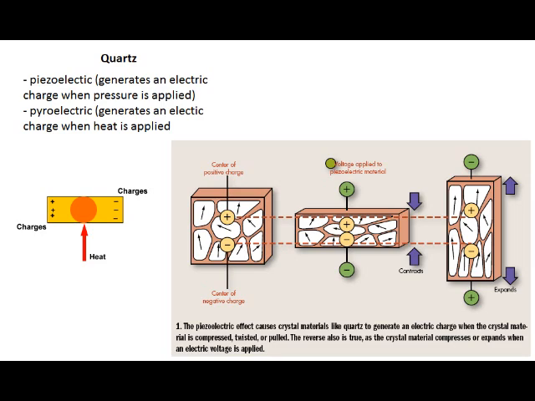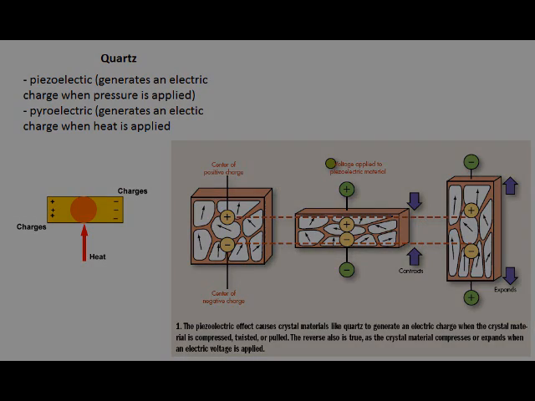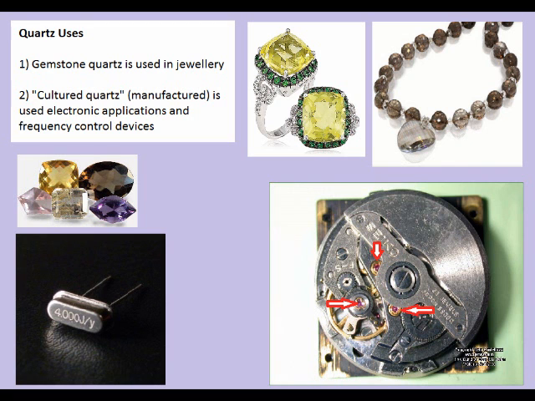These two properties are important for industries like electronics. There are two major usages of quartz. Gemstone quartz, which is chosen for its luster, color, and rarity, is used in jewelry. It is cheaper to use quartz rather than more expensive minerals such as diamonds or rubies because it is considered to be a precious, semi-precious stone. Cultured quartz, or quartz which is specifically produced for industries, is used in electronic and frequency control devices, for example clocks or crystal oscillators.